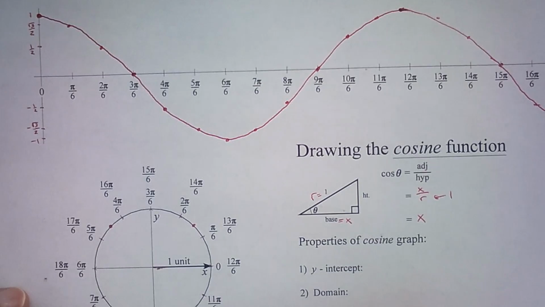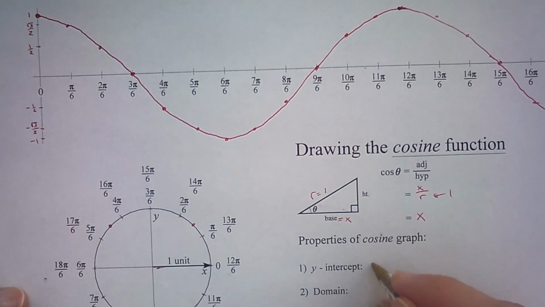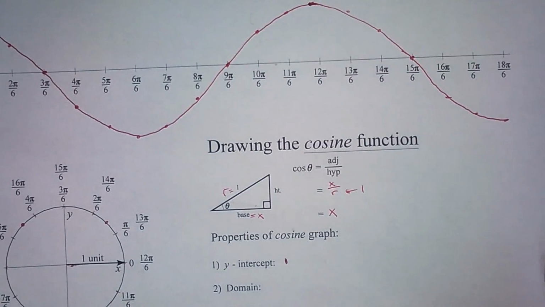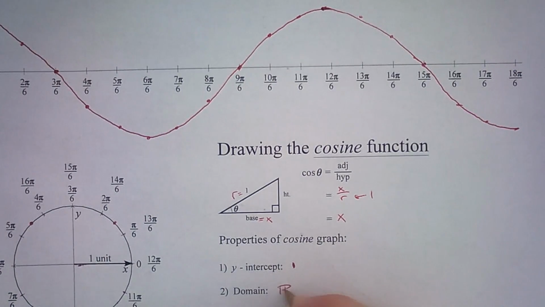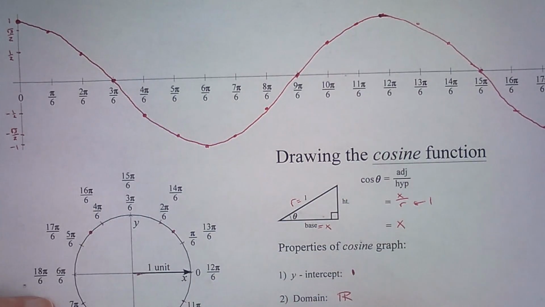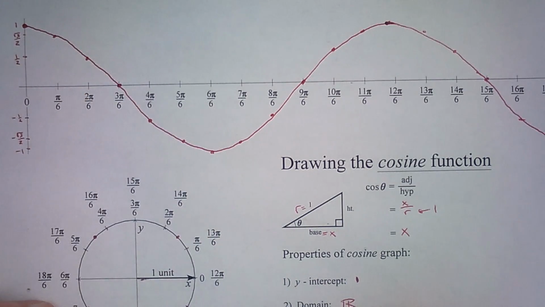Now, what is the y-intercept? The y-intercept for a cosine wave is 1. The domain, this will continue left forever. It will continue right forever. The domain is all real numbers. The range, its lowest y value is negative 1. Its highest y value is 1.